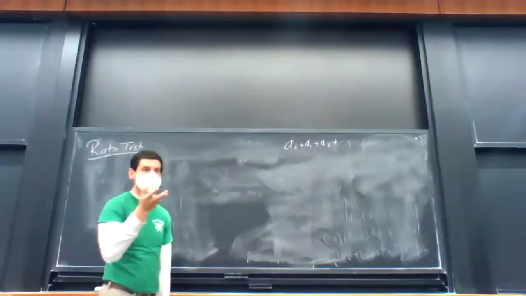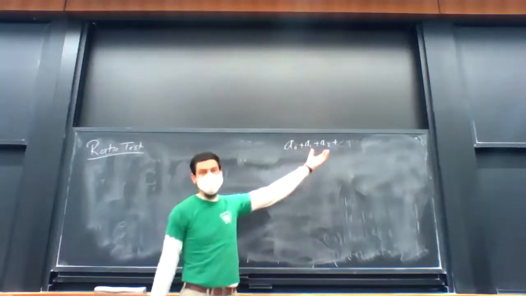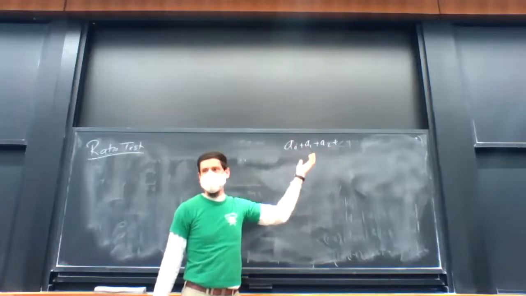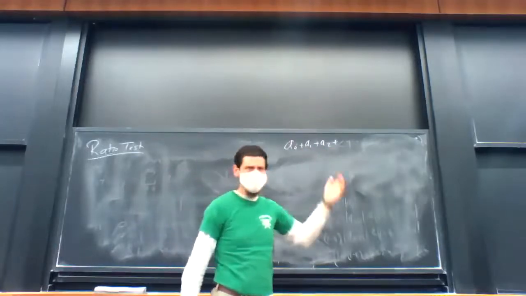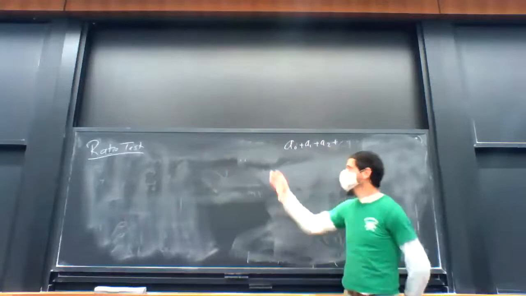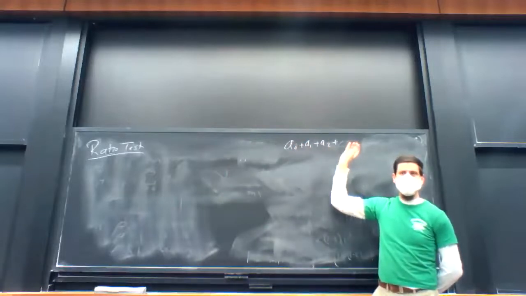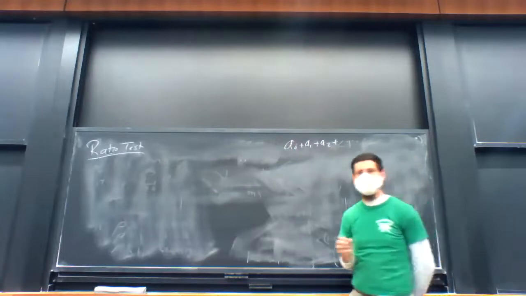The terms must go to 0. If the terms don't go to 0, it's not even worth trying to discuss here. Should I use the ratio test or the root test? Don't use any of them. First thing to look at is, do the terms go to 0? After that, then you can start looking at what happens.